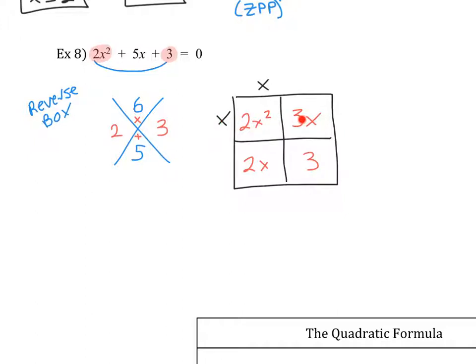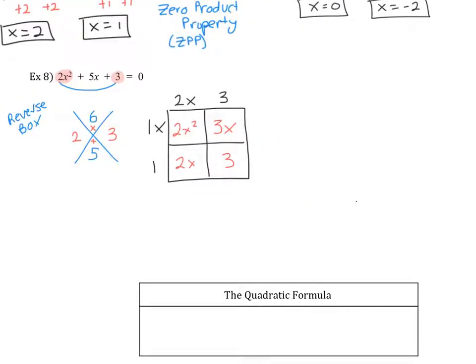2 does not go into 3 evenly. So I'm going to check here. 2 goes into 2 evenly, which means my 2 belongs here, and I have a 1 here. Now I'm going to divide across the row or column. So here, 1x goes into 3x 3 times, and 2x goes into 2x 1 time. So my numbers, or my factors, come from the outside of my box. So I have 2x plus 3 and x plus 1. So those are my two factors.